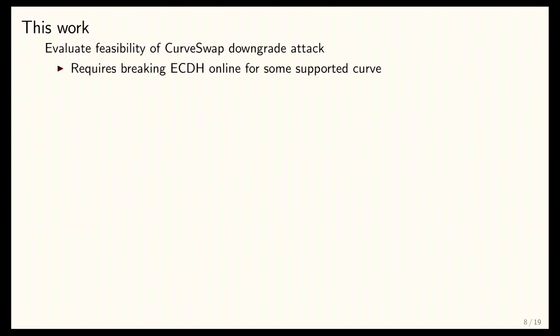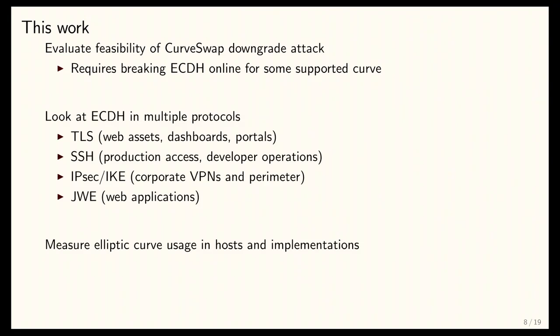Great. So in this work, we wanted to evaluate the practical feasibility of the CurveSwap attack in the wild. Remember, this requires us to be able to break ECDH for some curve that's supported by both clients and servers. So we looked at ECDH in multiple protocols: TLS, which is used for web assets, dashboards, and portals, SSH, which you might use for production access or developer operations, IPsec, which is used for VPN services, and JWE for web applications.